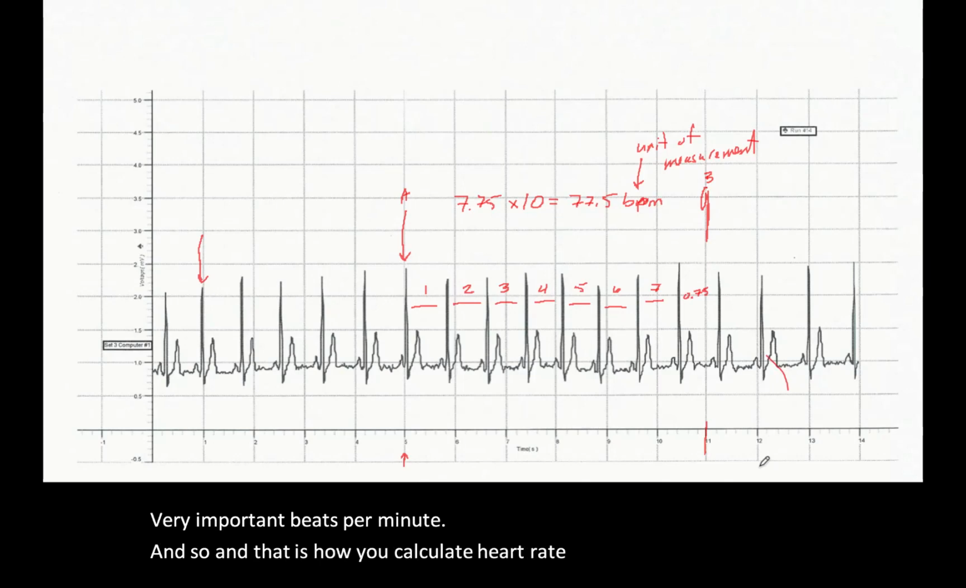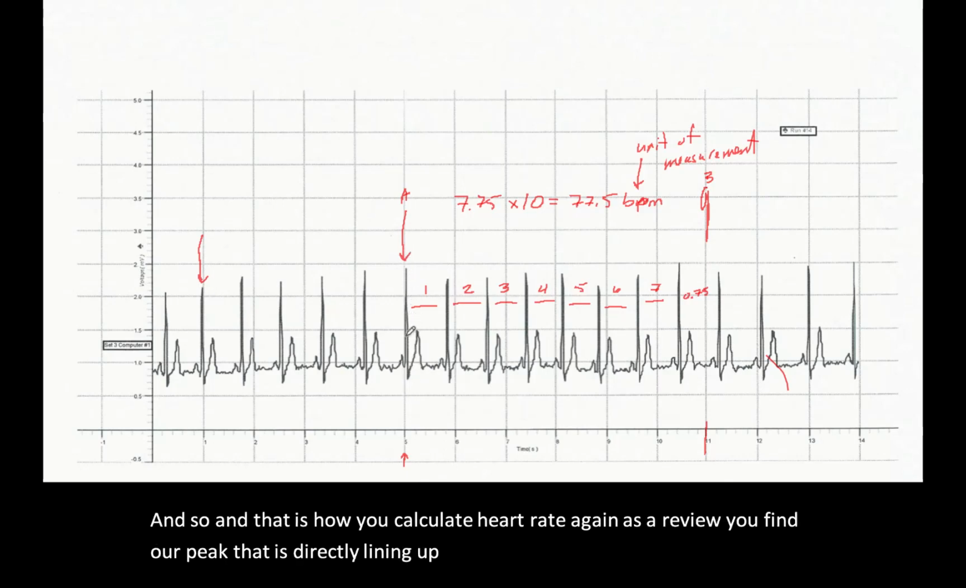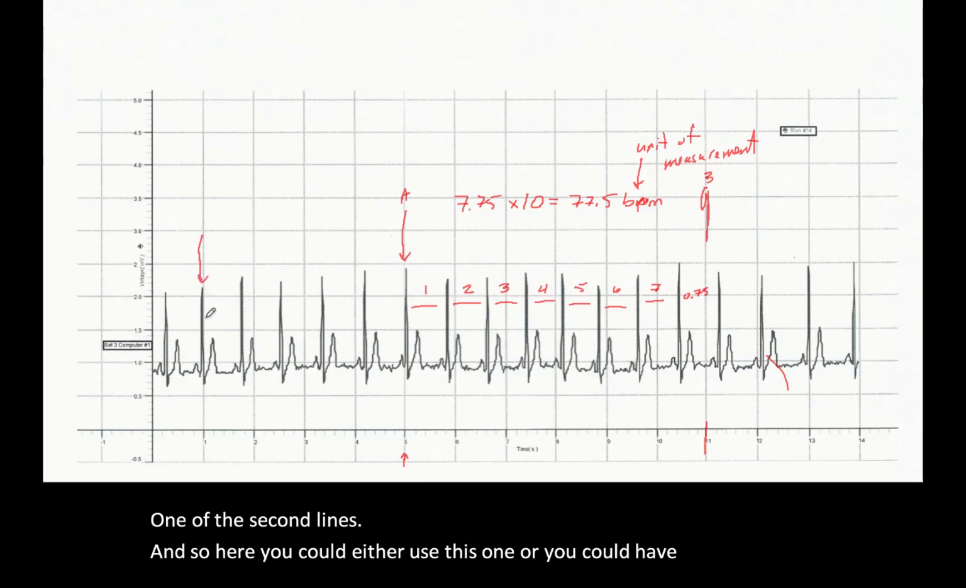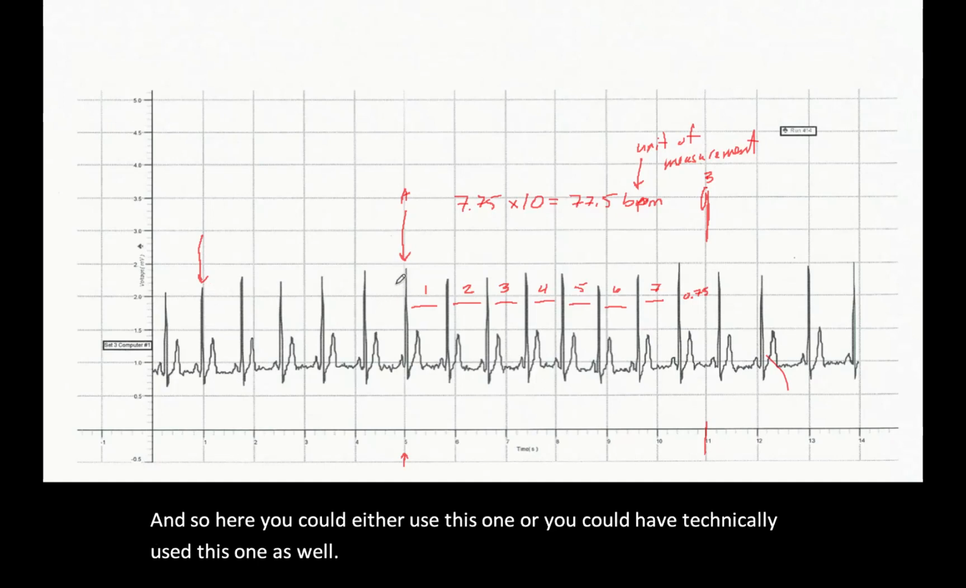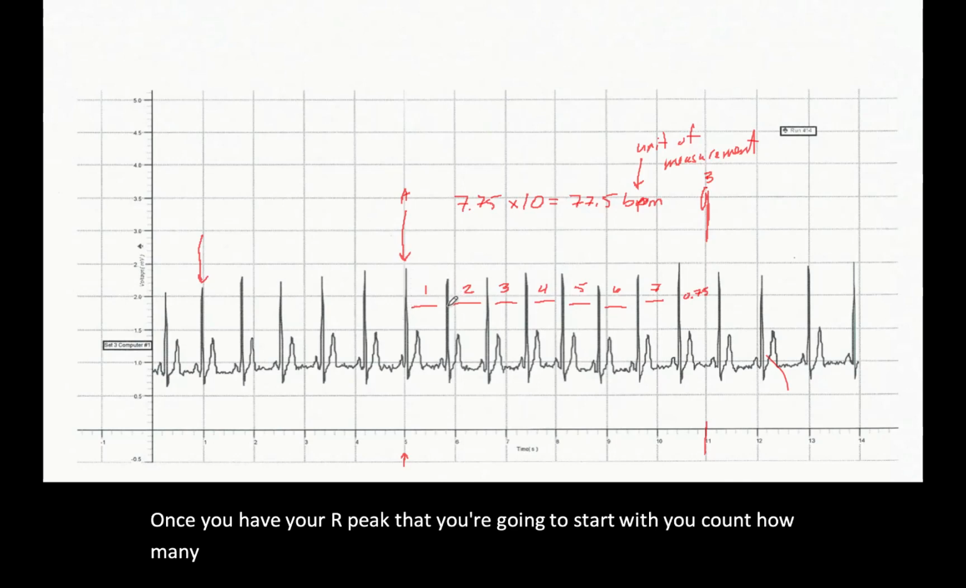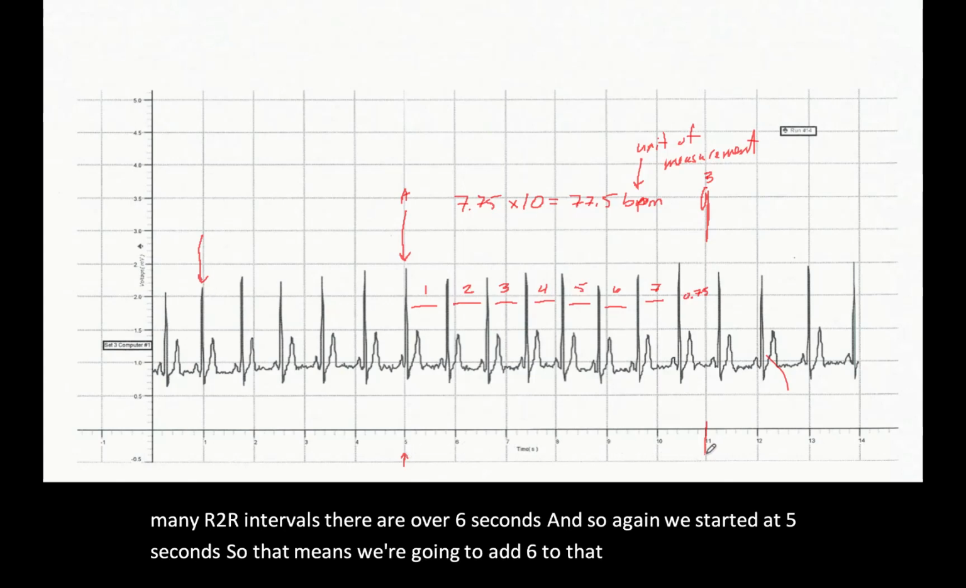Again, as a review, you find a R peak that is directly lining up with one of the second lines. Right. And so here you could either use this one, or you could have technically used this one as well. Right. Once you have your R peak that you're going to start with, you count how many R to R intervals there are over 6 seconds. And so again, we started at 5 seconds, so that means we're going to add 6 to that, so we go over to 11 seconds.